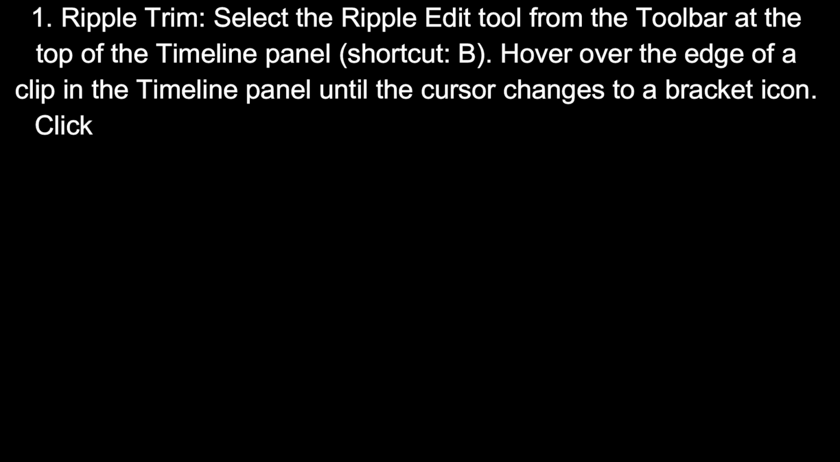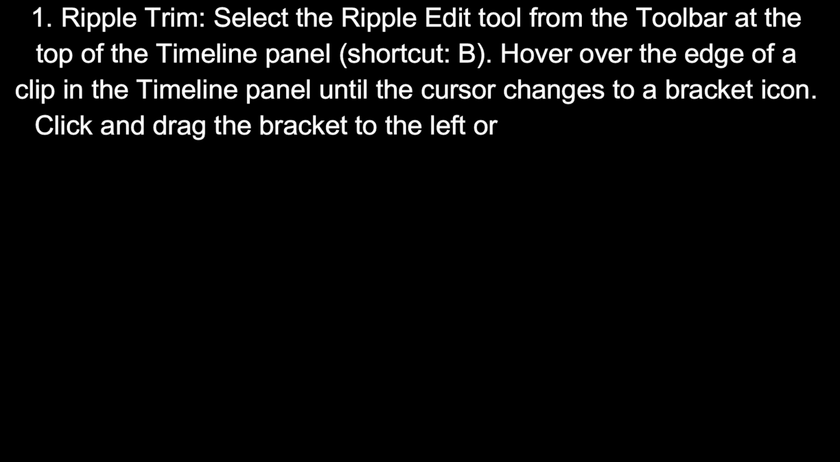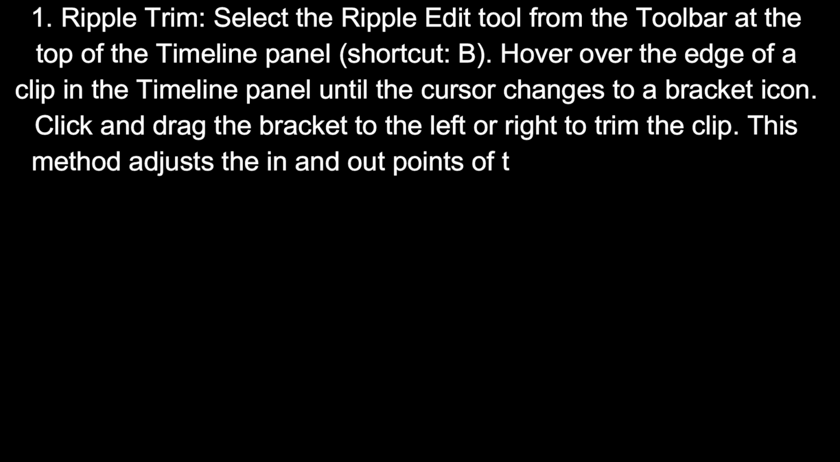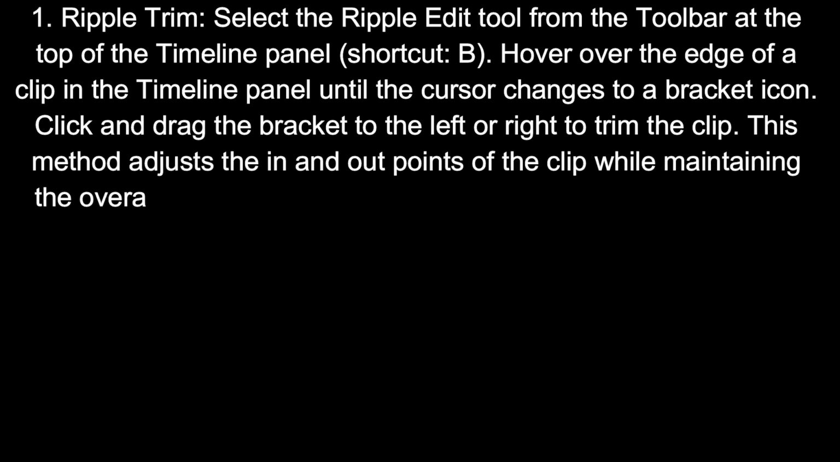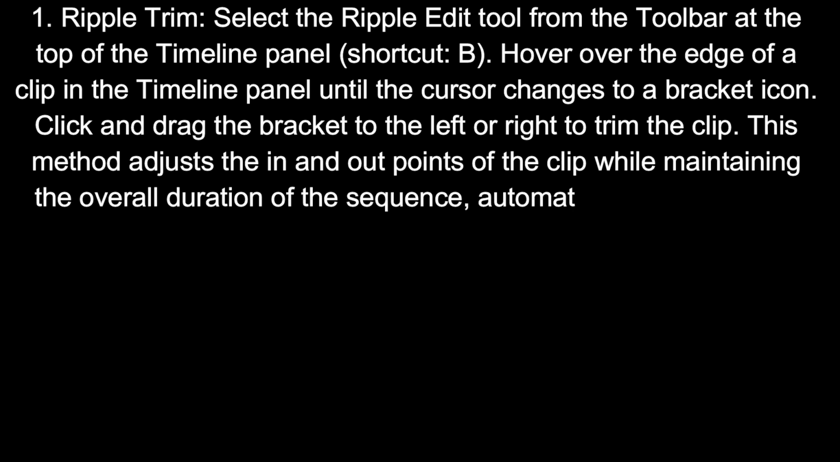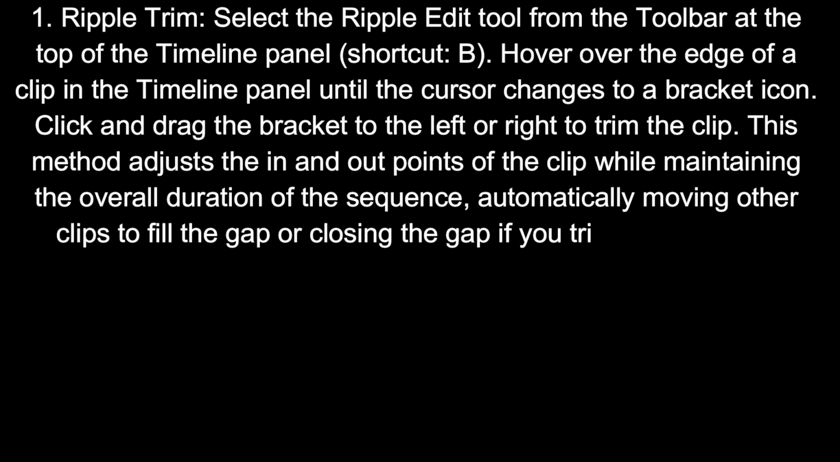1. Ripple trim. Select the Ripple Edit tool from the toolbar at the top of the timeline panel. Shortcut: B. Hover over the edge of a clip in the timeline panel until the cursor changes to a bracket icon. Click and drag the bracket to the left or right to trim the clip. This method adjusts the in and out points of the clip while maintaining the overall duration of the sequence, automatically moving other clips to fill the gap or closing the gap if you trim a clip shorter.